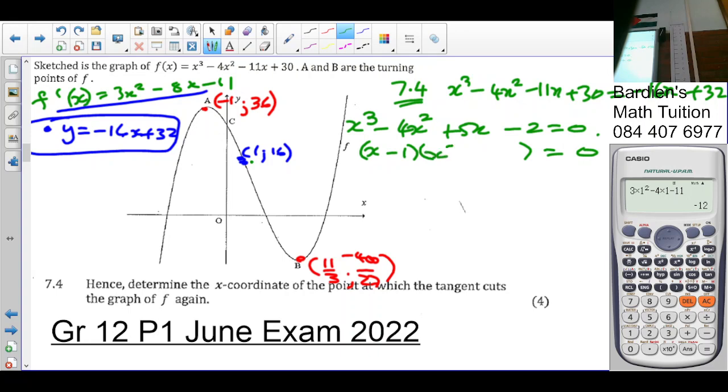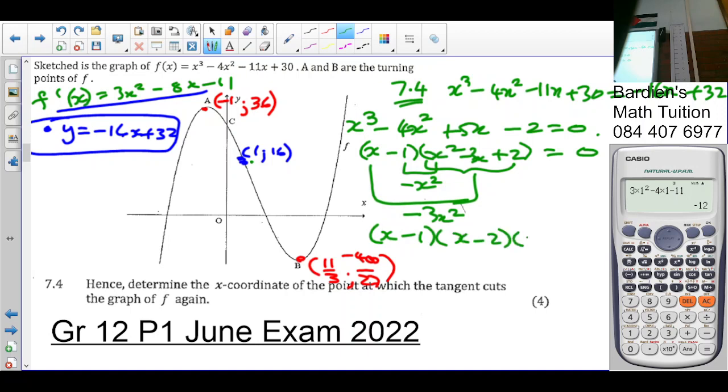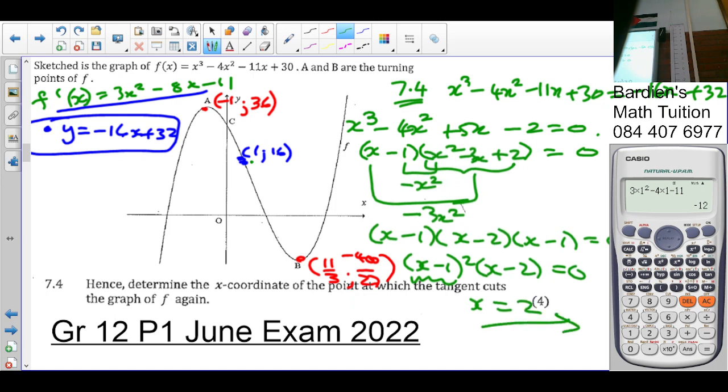So that will give us x squared plus 2. That's going to give you negative x squared. Negative x squared plus what's going to give me negative 4x squared, negative 3x squared. And of course that can be factorized. X minus 1, x minus 2, x minus 1 equals 0. So x minus 1 squared, that's a 2-in-1 solution here. As we know, that is where the tangent occurs. And the other x value they're looking for is x is equal to 2.